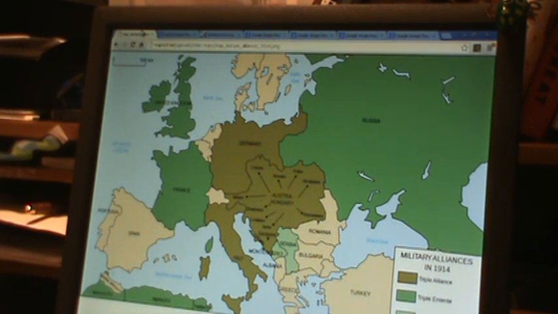This is Block 4 over there, Section 2, the Triple Entente. This is one of my most favorite things to teach. I wrote quite a long paper on this in college. This is how the First World War began.